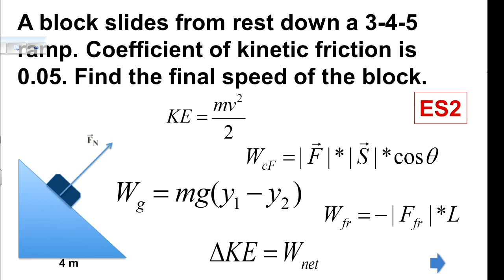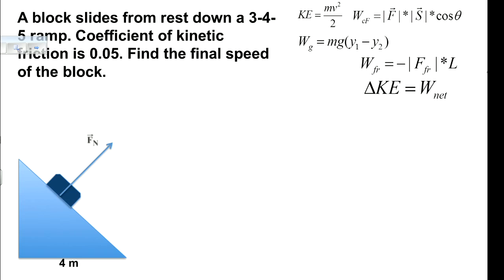A block slides down, calculate the final speed. Okay. Nothing new. Well, this is the initial height. This is the final height. If we set 0 at the bottom of the ramp, and that's normally the best choice, choose 0 at the lowest location. So the y final will be 0. y initial is equal to, please tell me the number.